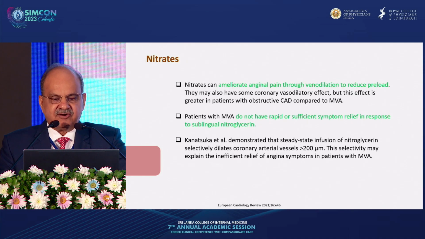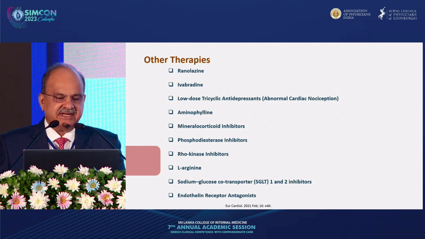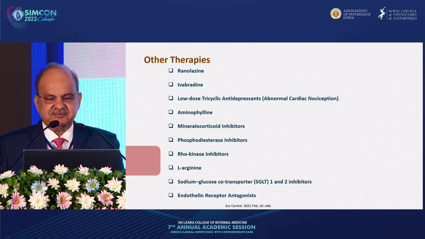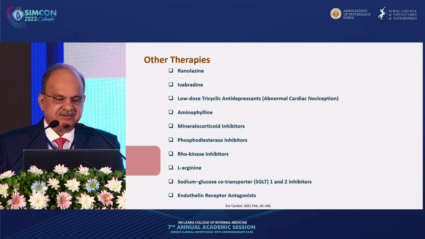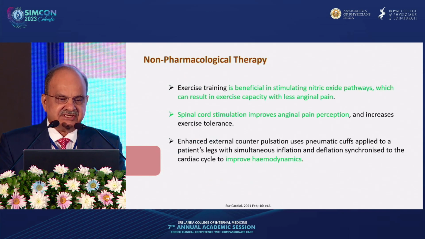Nitrates can ameliorate anginal pain through venodilatation to reduce preload, but they do not give rapid or sufficient symptom relief in response to sublingual nitroglycerin, which is very, very important. Other therapies are ranolazine, ivabradine, low-dose tricyclic antidepressants for abnormal cardiac nociception, aminophylline, mineralocorticoid inhibitors, phosphodiesterase inhibitors, Rho-kinase inhibitors, L-arginine, sodium glucose cotransporter SGLT1 and 2 inhibitors, and the endothelin receptor agonist.